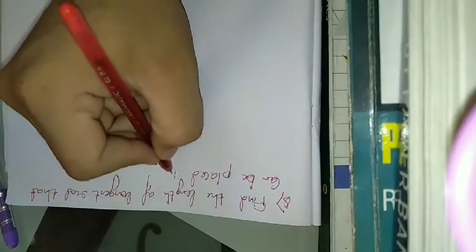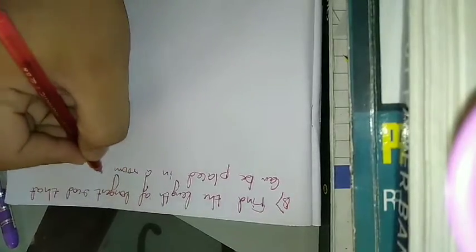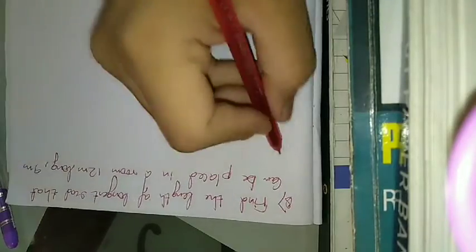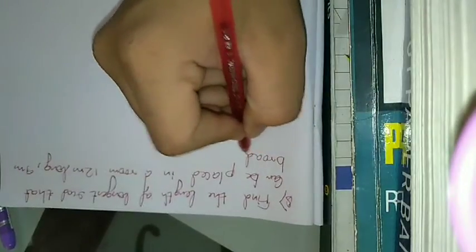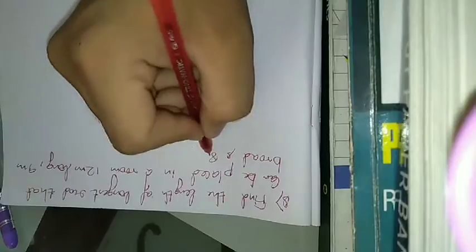The next question which can be asked to you: find the length of the longest rod that can be placed in a room 12 meter long, 9 meter broad and 8 meter high.